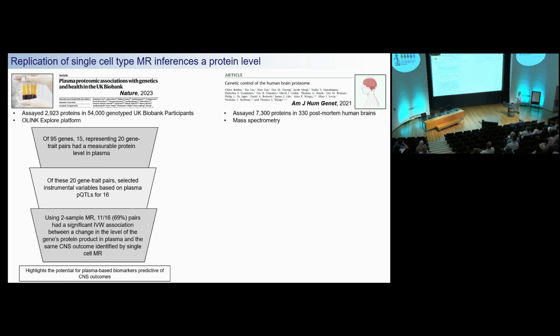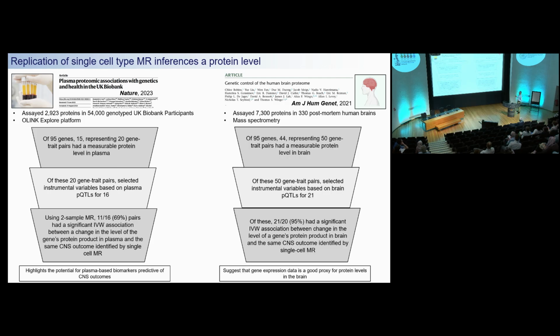Then using two-sample MR, 11 of those 16 pairs, or nearly 70%, had a significant MR association between a change in the level of the gene's protein product in plasma and the same CNS outcome identified by single-cell MR. And I think that this really highlights the potential for this approach to inform plasma-based biomarkers that can be predictive of a drug response.